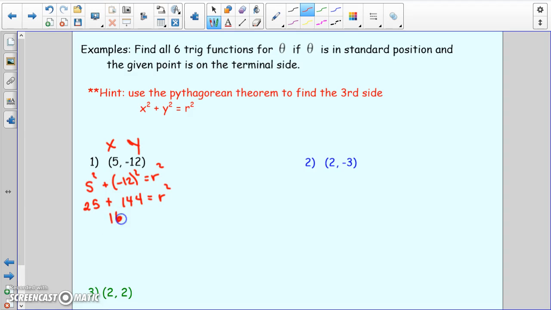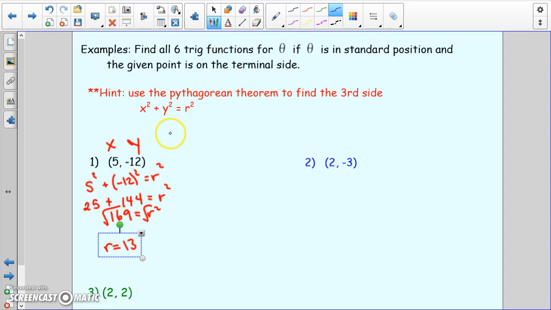We add together. Sorry, I don't know what's going on. So it gives me 169 equals r squared. And then to get rid of the square, we take the square root. So our r is 13.